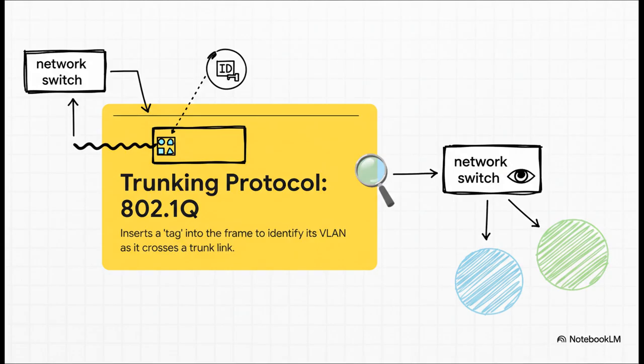The magic here is a protocol called 802.1Q. As a frame gets ready to leave one switch and cross that trunk, the switch inserts a tiny little digital tag into its header. That tag is simply the VLAN number. When the frame gets to the other switch, that switch reads the tag and knows exactly which VLAN to deliver it to. Simple, but absolutely brilliant.